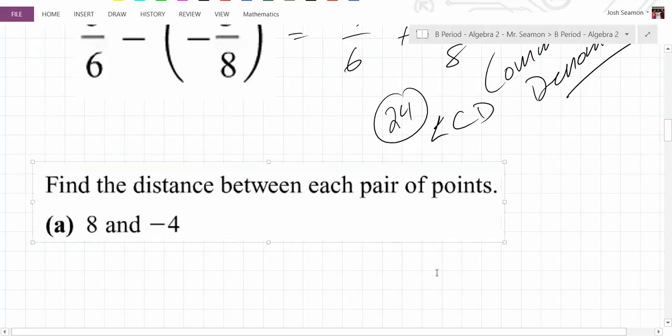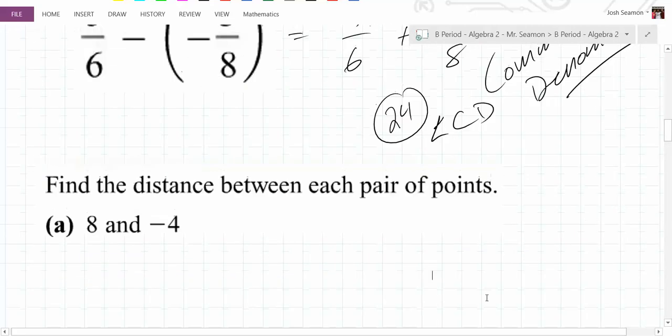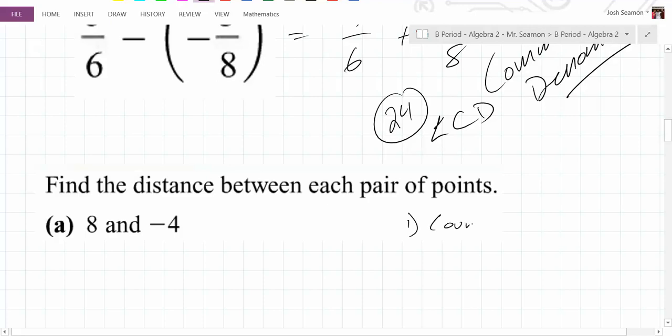How do you find the distance between those two points on the real number line? How do you find the distance between two points? What's the general way to do that? Yeah, Nate. You can count the numbers. You could count, absolutely. So in this case, if you counted it, what's the distance between 8 and -4? 12. If you weren't going to count and you wanted to do it more algebraically, what would you do?